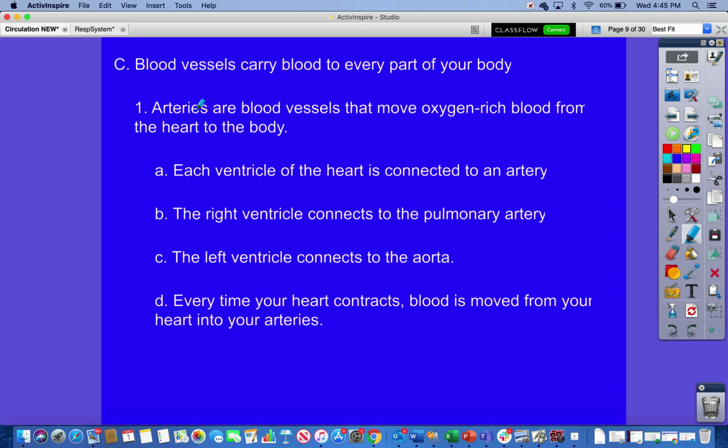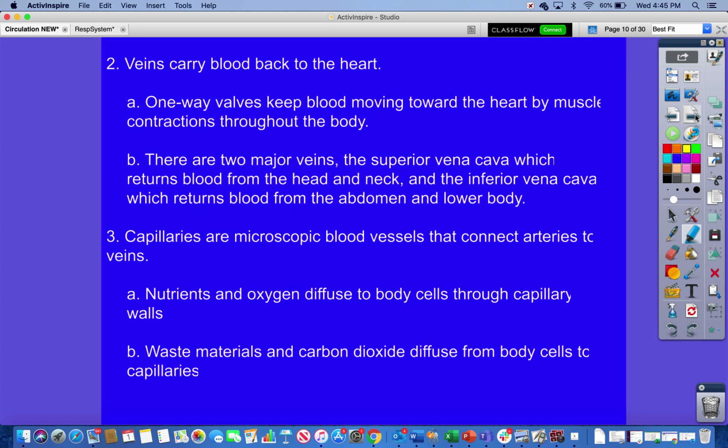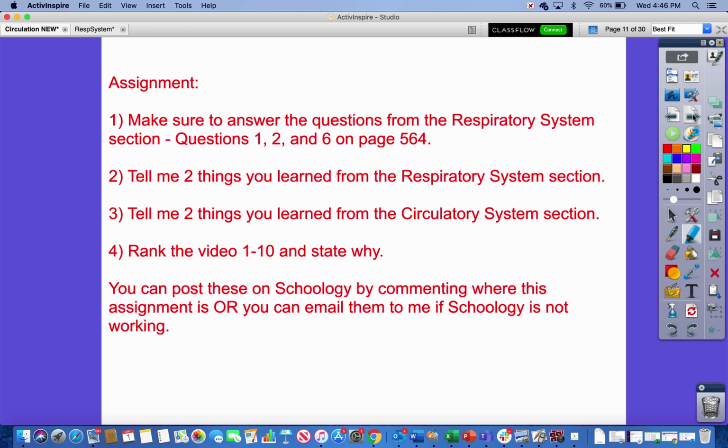Very quickly, I mentioned this already, arteries are blood vessels that carry oxygen-rich blood away from the heart. And veins are going to be blood vessels that carry oxygen-poor blood back to the heart. Capillaries are microscopic blood vessels that connect arteries to veins, and this is where the exchange of oxygen and carbon dioxide takes place. I'm going to wrap up here.